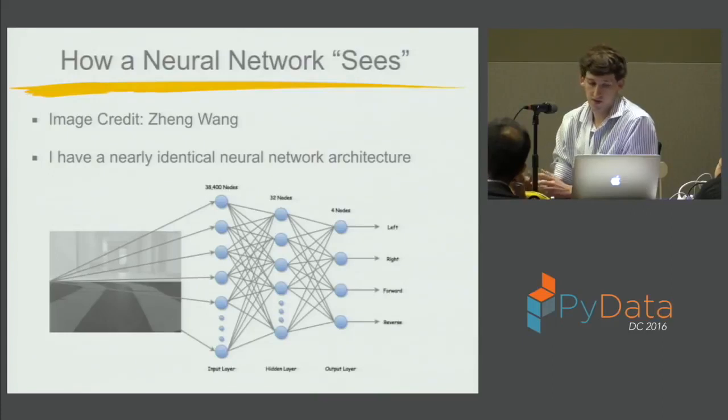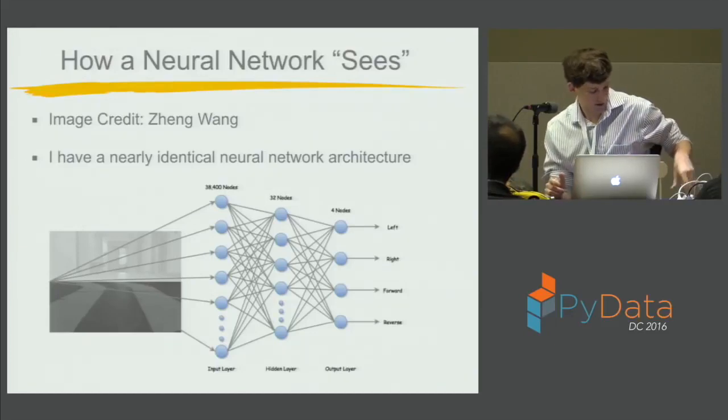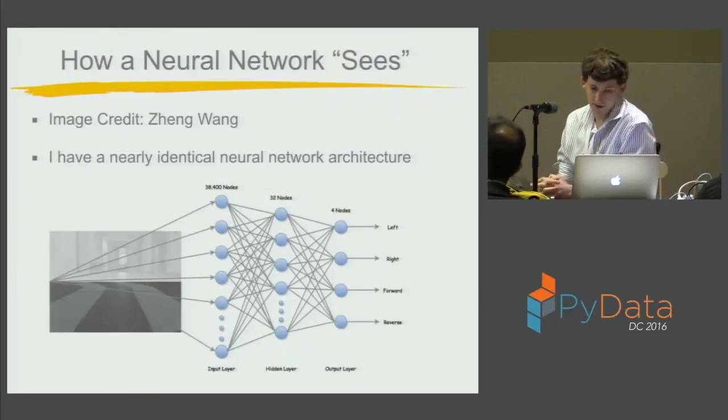I actually got this image from Zheng Wang's blog, but it's really clever and does a good job of illustrating how my network works. So basically, we've got this image. I think his image was a lot smaller than mine. My images are 320 by 240 pixels. And because I'm not doing it in black and white, it's actually 3 color channels. So it comes out to roughly 200 some thousand pixels per frame.